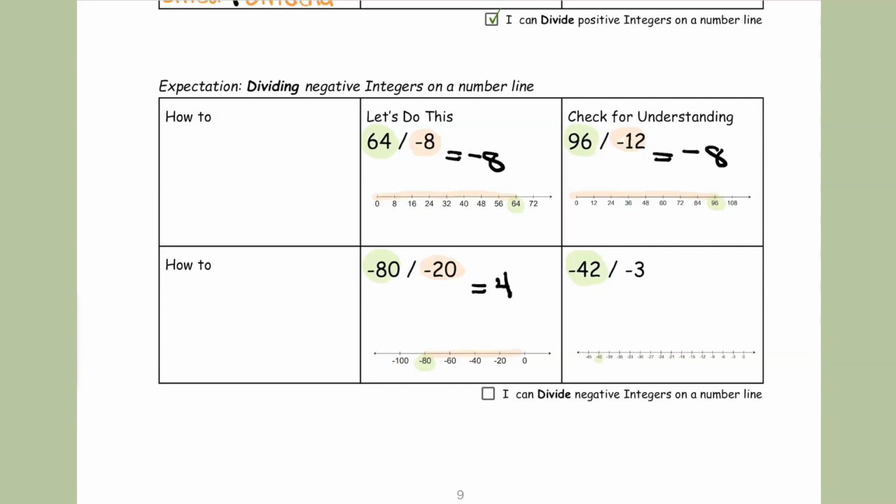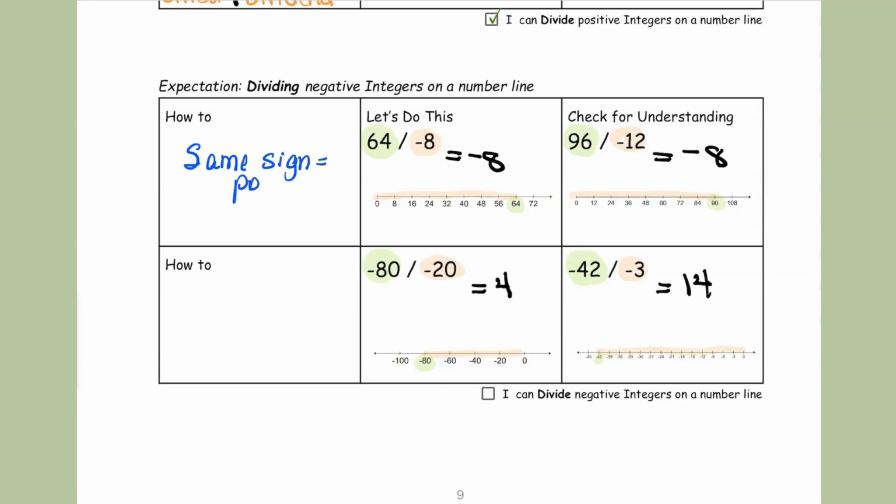I've highlighted the dividend for you, which is negative 42. So the divisor is how many units you're using to move. So 42 to 39, that would be my first jump. How many jumps do I need to make to get all the way back to 0? Exactly, I need to make 14 jumps. I can divide negative integers on a number line. If you feel that you can divide negative integers on a number line as well, please make sure to check the box below.